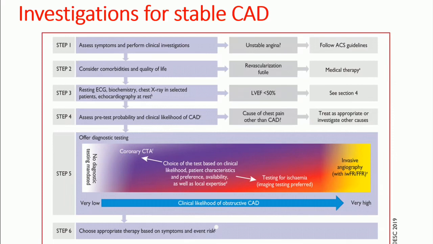But currently, the world is moving away from exercise ECGs because of certain limitations. And now people recommend a lot of imaging-based dynamic testing. Imaging-based. In this guideline also, they say imaging testing preferred. See, clinical likelihood of obstructive CAD. So testing for ischemia, imaging testing preferred. So things like stress echocardiograms. There is another one called myocardial perfusion scanning, which is a radionucleotide scan.